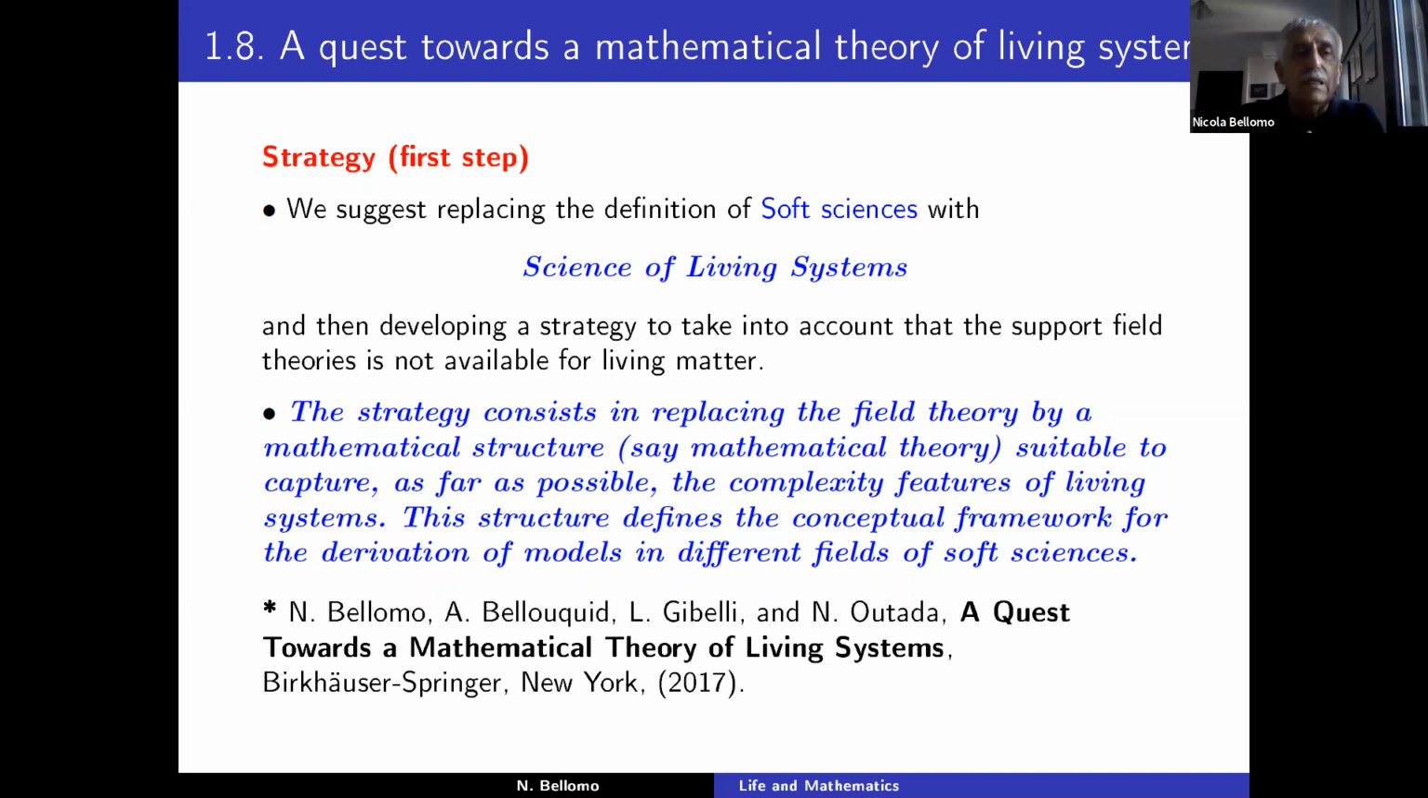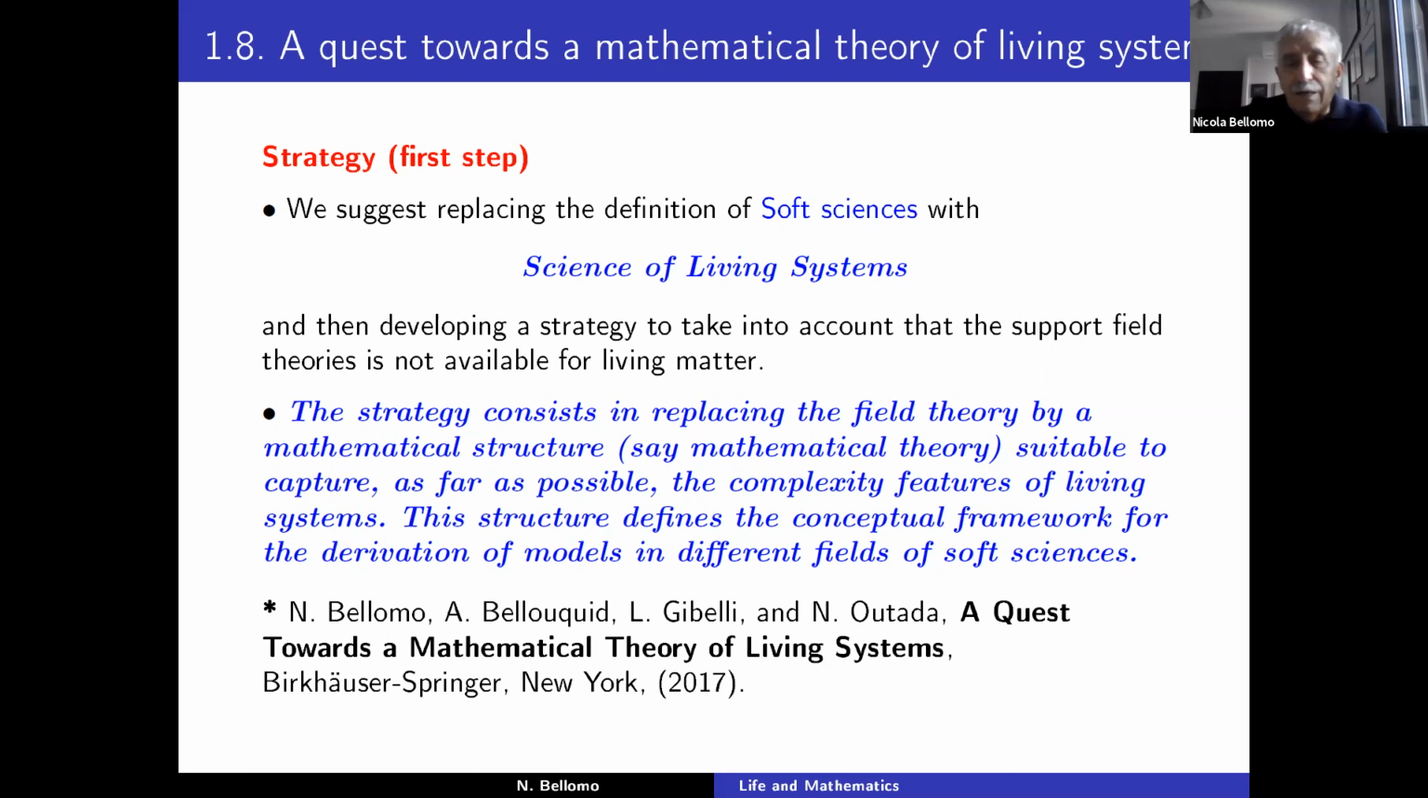My suggestion is a suggestion which is reported in this book. My suggestion is that we should replace the field theory, which we cannot have for living systems, by a mathematical structure, say a mathematical theory, which has the ability to capture all possible complexity features of living systems. Then this structure becomes the framework to derive models.